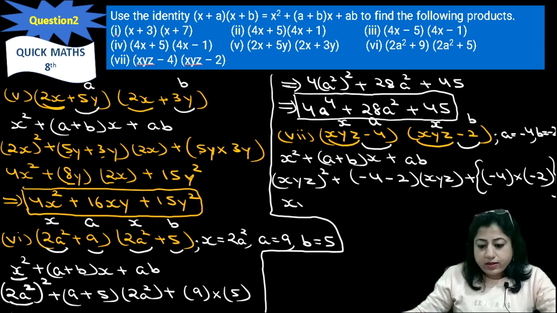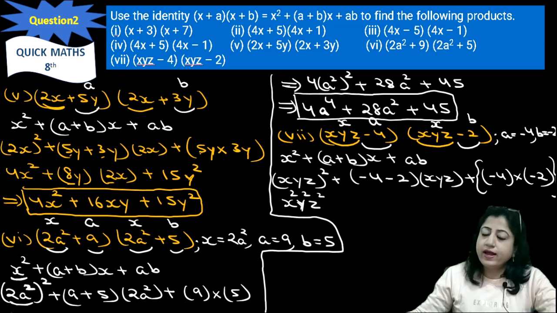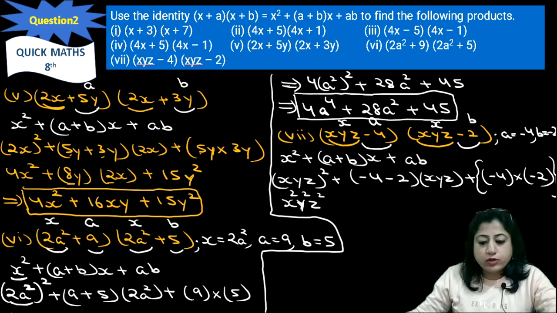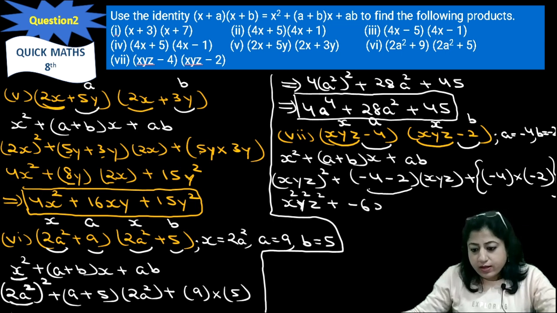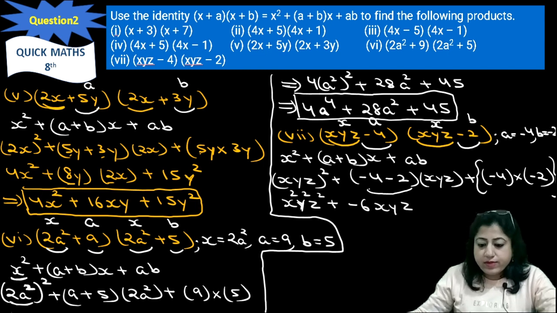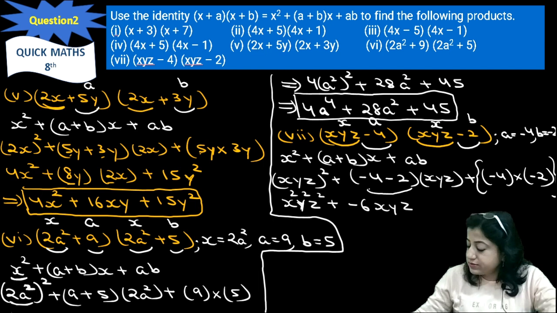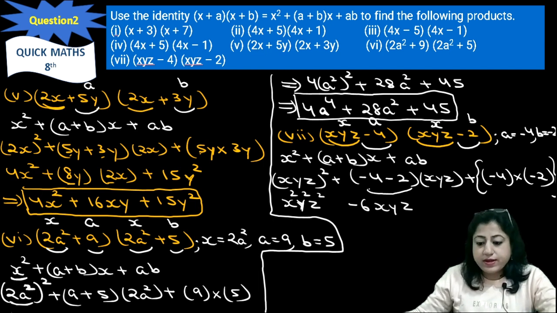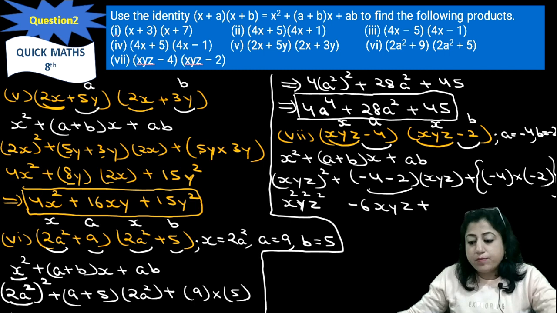Now here it is xyz square, that is x square, y square, z square. So x square, y square and z square, plus minus 4 minus 2. It is a case of addition because same sign, we will do the addition of this. Same sign means addition. 4 and 2, 6, and sign of greater number. Greater number is 4, means minus 6. So it will be minus 6xyz. Now plus minus is minus. Now plus minus 4 minus 2.